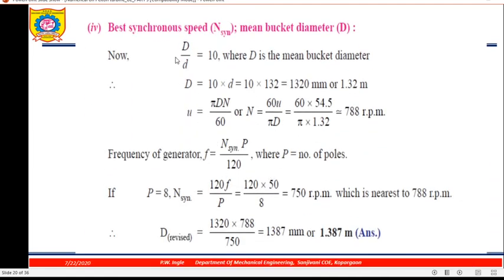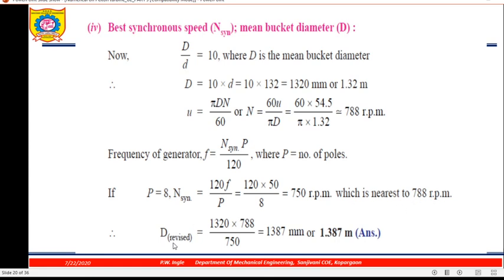Now I want to know best synchronous speed. So capital D by small d is given, so you can calculate capital D, then U equal to pi D N by 60. So you can calculate N. Now what is frequency of generator? So N synchronous equal to 120 f upon p. Therefore frequency is N synchronous into p upon 120. So p is number of poles. If p equal to 8, synchronous speed is how much? 750 rpm. And how much rpm are you getting by using given data? It is 788. So which is nearest?